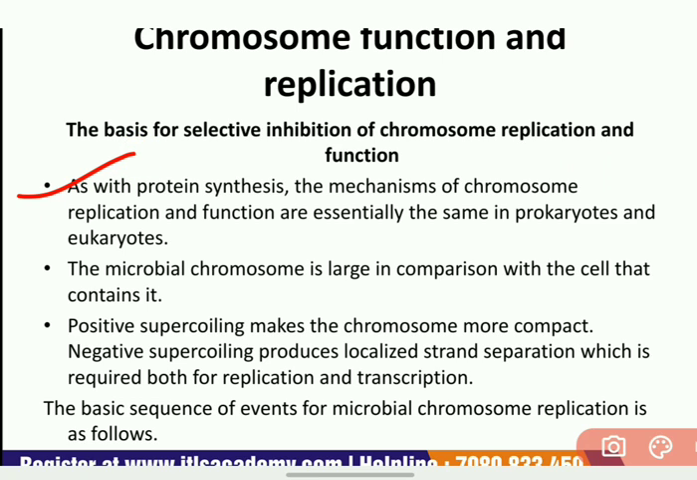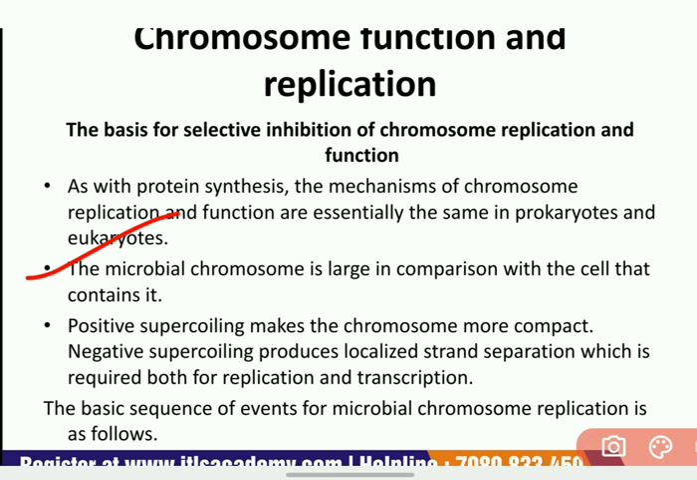As with protein synthesis, the mechanisms of chromosome replication and function are essentially the same in prokaryotes and eukaryotes. There are, however, important differences in the detailed functioning and properties of the enzymes involved, and these differences are exploited by a number of agents as the basis of selective inhibition.